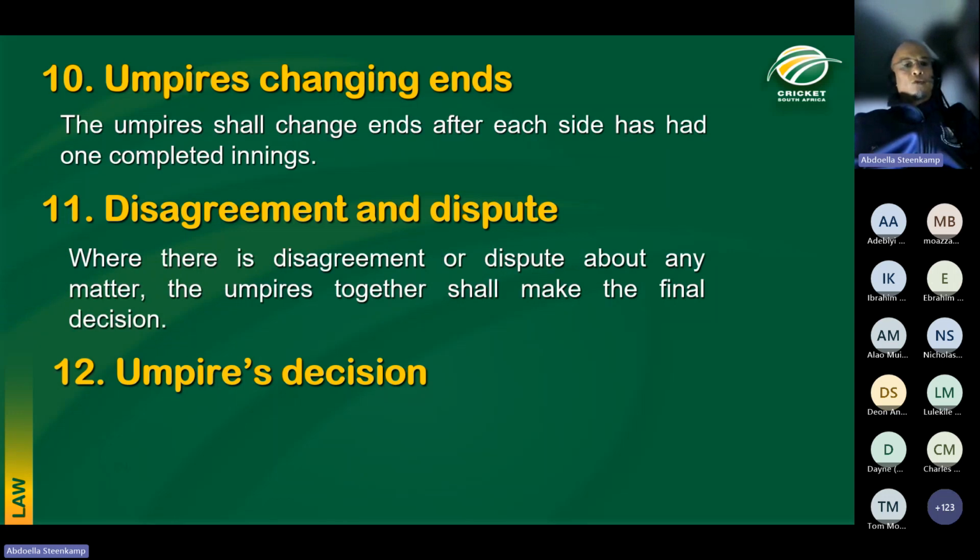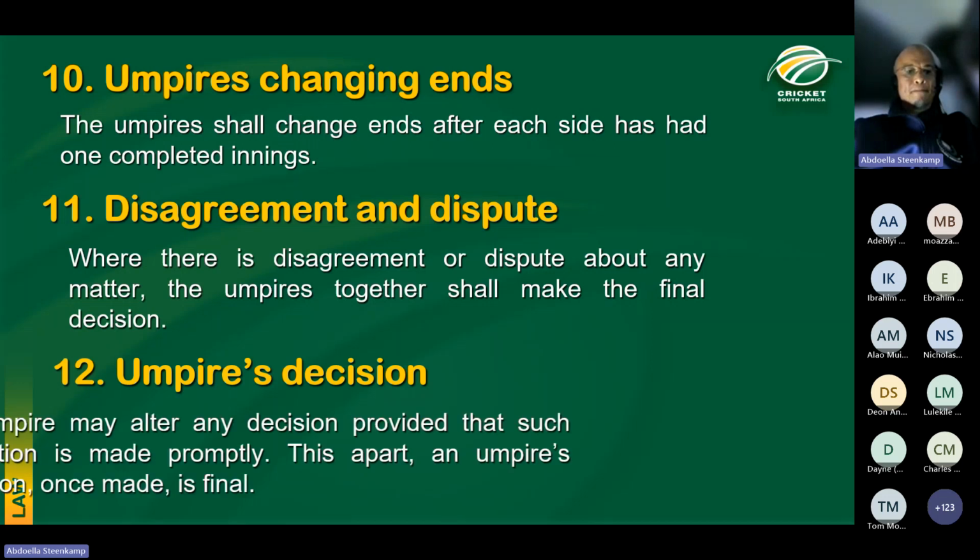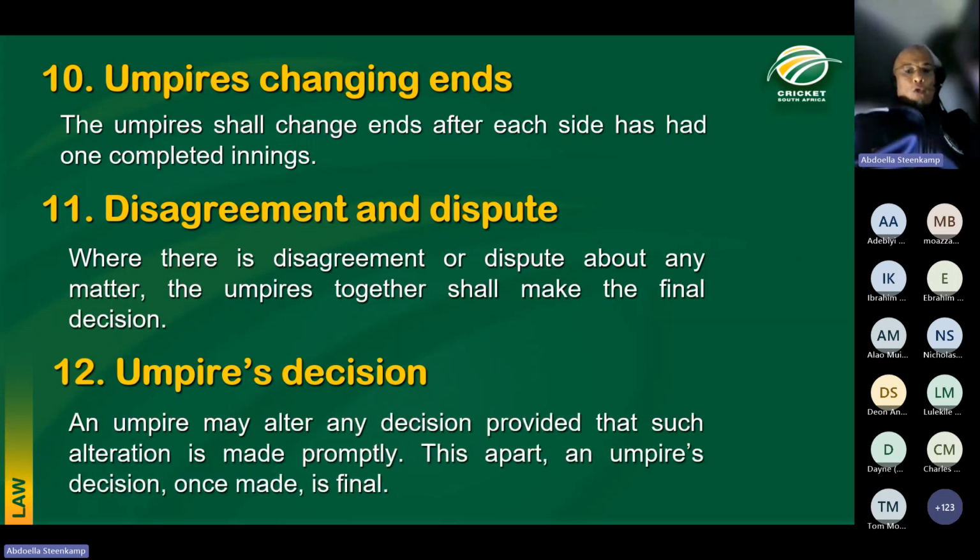So what happens if there's a disagreement and a dispute between the umpires? Law tells us that the umpires come together, they'll discuss, make a decision, and the umpire's decision will be final. Law also allows the umpire to change his or her decision as long as that decision is made promptly.